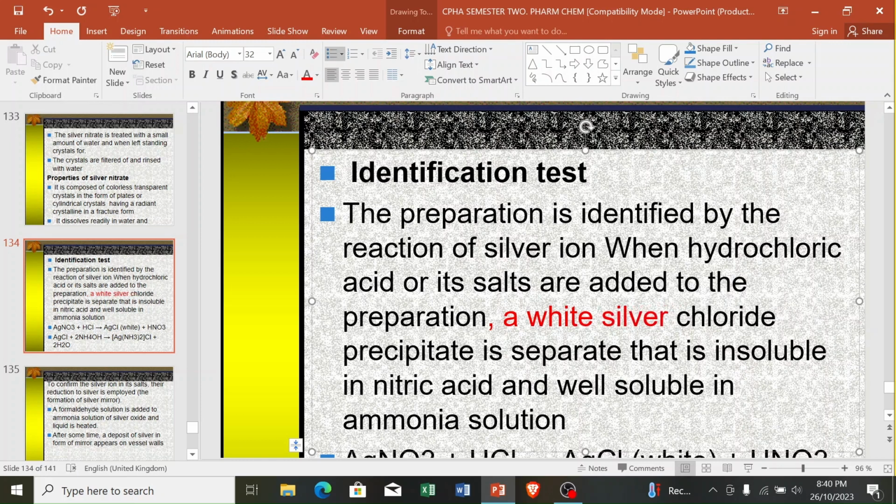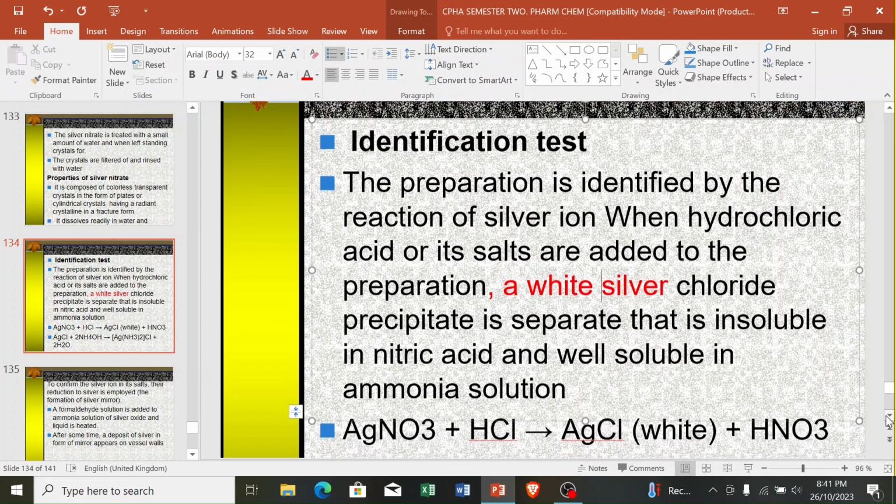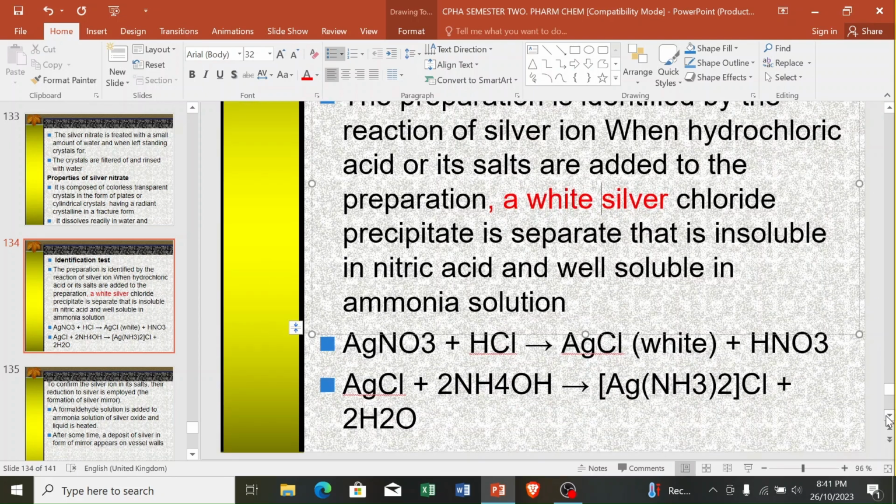So a white silver chloride precipitate is formed, and when it is formed, we have to confirm further by dissolving it in nitric acid as well as ammonia solution. When it is insoluble in nitric acid, we confirm that the silver ions are present, and then when it is soluble in ammonia, of course we expect the precipitate formed to dissolve in ammonia solution, and since it dissolves in ammonia solution, we expect to get a complex.